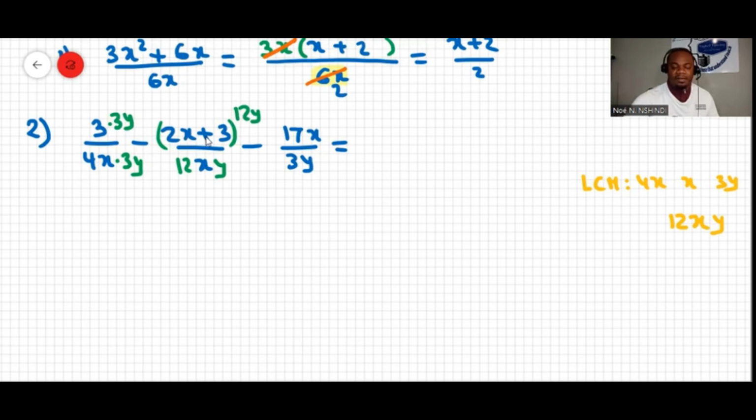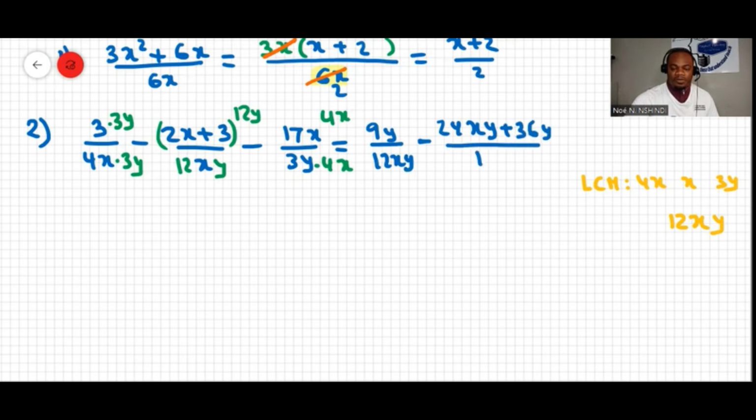And then there, I must times by 4x. I'll times it by 4x there. Now, the fraction will become 9y over 12xy, minus 12y times 2x makes 24xy, plus 36y all over 12xy.